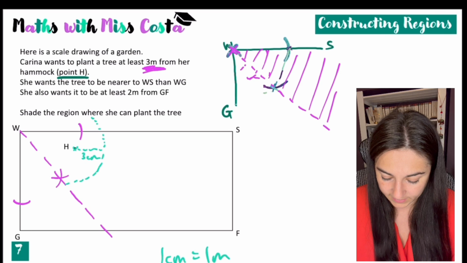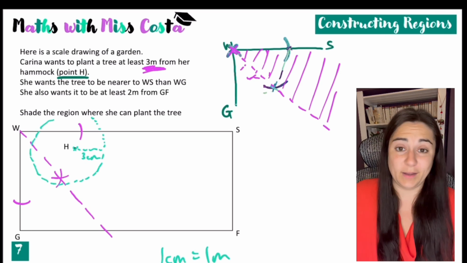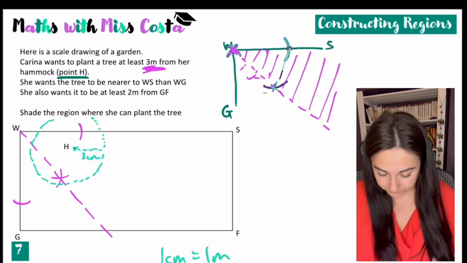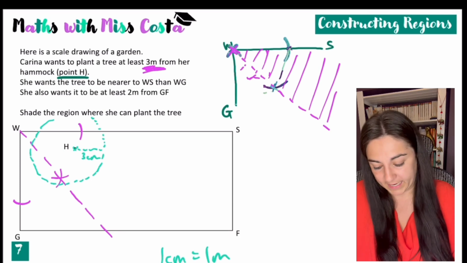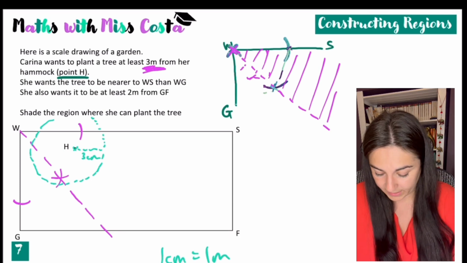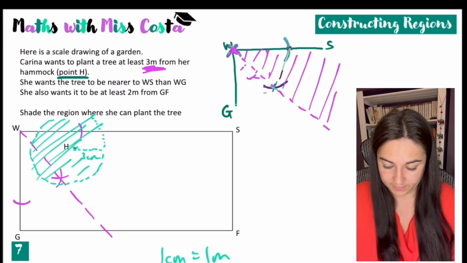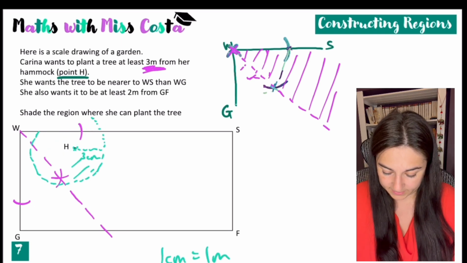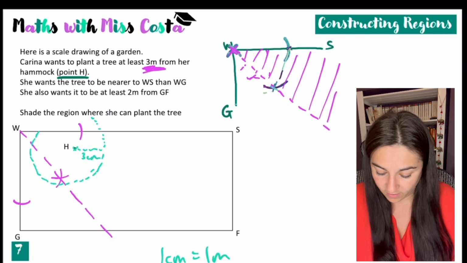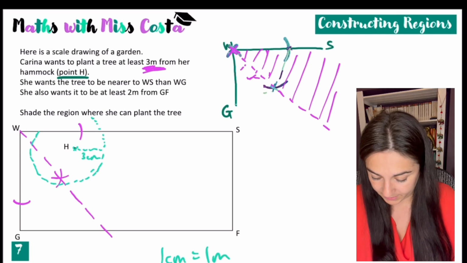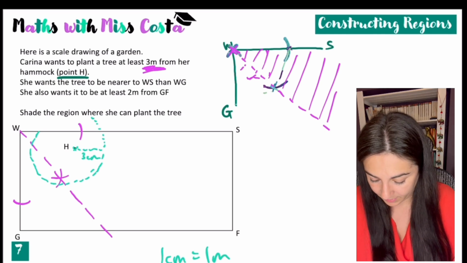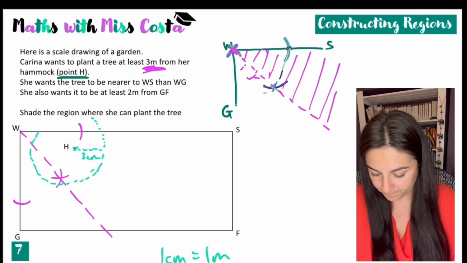Obviously, you don't need to do the circle around the outside. You can if you like, but that's outside the garden. So all it means is that the tree cannot be planted anywhere inside of here. It's a no-go area inside of here. Obviously, we don't want to shade that because you shade the region, but it can't be inside of there because it needs to be at least 3 meters from the hammock, and that's your hammock.